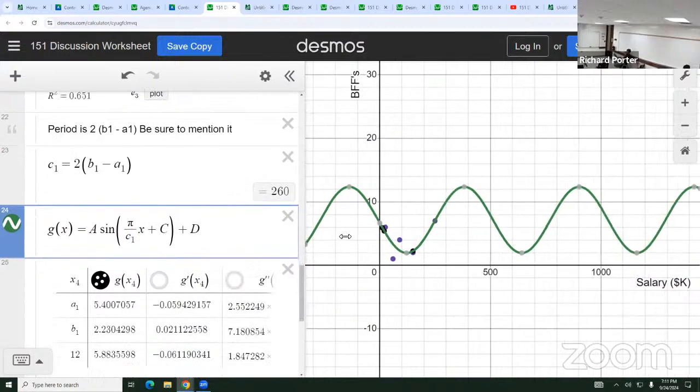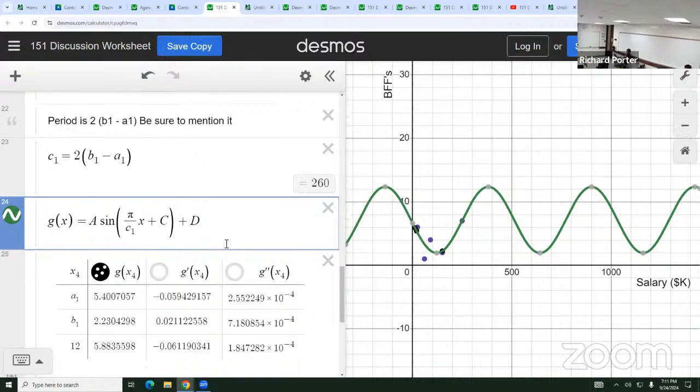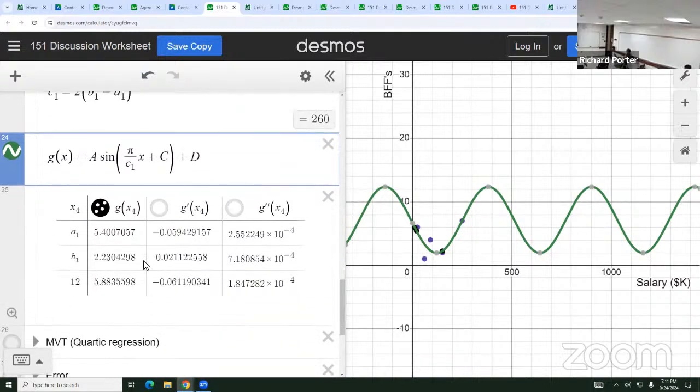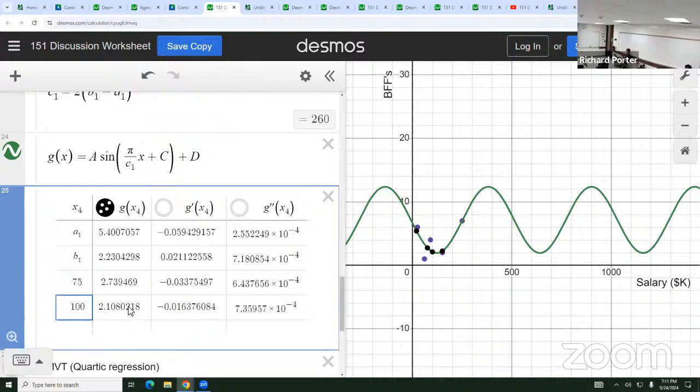So you would say, according to the sine regression with a period of $540,000. So this is a sine regression with a period of $540,000. Okay, this is you. So you don't want $12,000. What's the salary you want? 75 and 100. 75. Okay. These are how many best friends you have. This is how much is changing by, and it's accelerating by some super tiny amount.